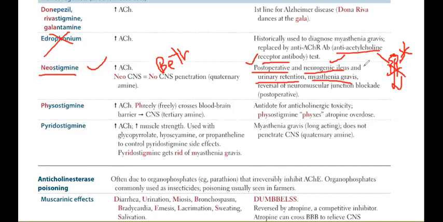Okay, so you can give this neostigmine to the myasthenia gravis patient. If you want to learn about myasthenia gravis in detail, that will come in neuropharmacology, and I will teach you in detail how it works. Then, reversal of a neuromuscular junction blockade post-operatively.